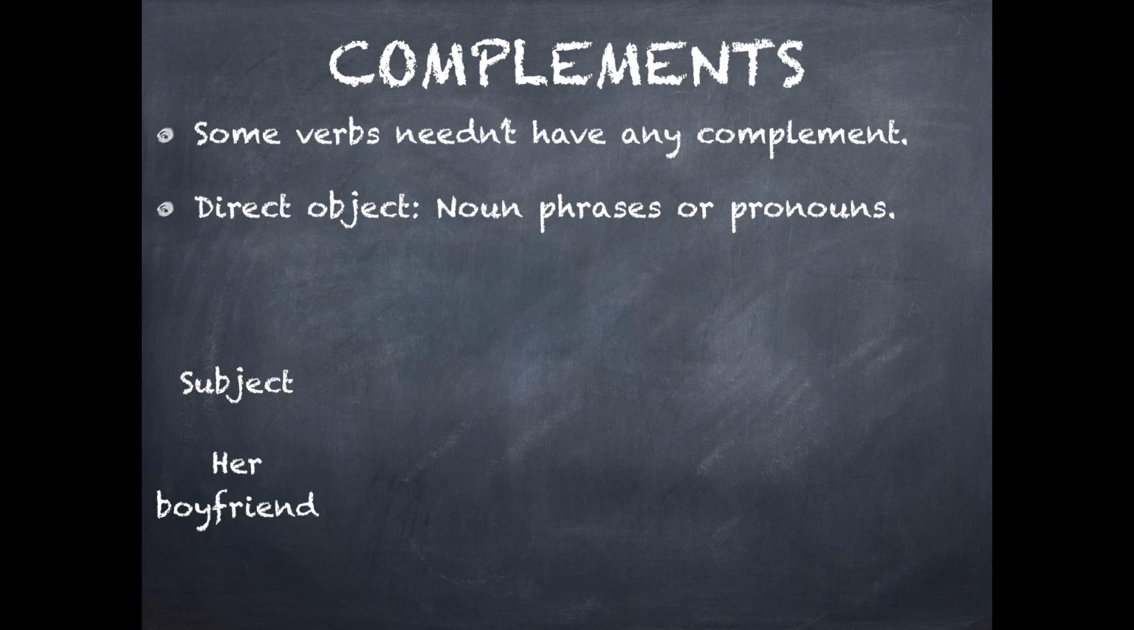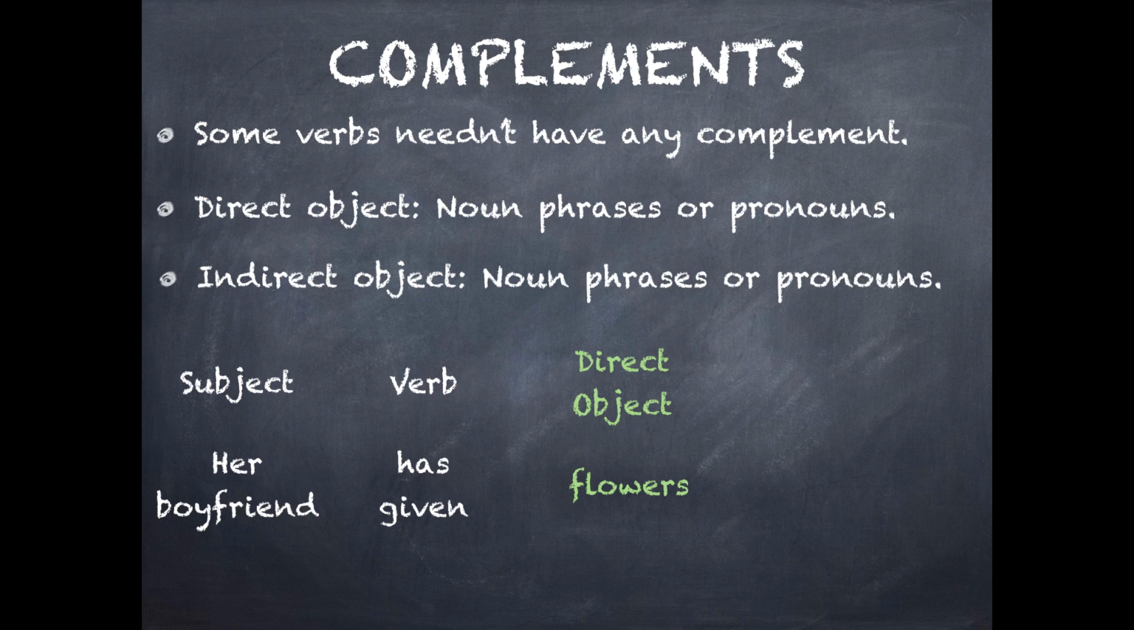Look at this other example. Her boyfriend has given. Okay, I know. I need a direct object again. Let's check. Her boyfriend has given flowers, right? Well, no. In this case, the direct object is not enough, as there are some verbs which require also an indirect object, again a noun phrase or a pronoun, showing who or what benefits from the action. Let's think. Her boyfriend has given flowers to Mary. There we go, to Mary.